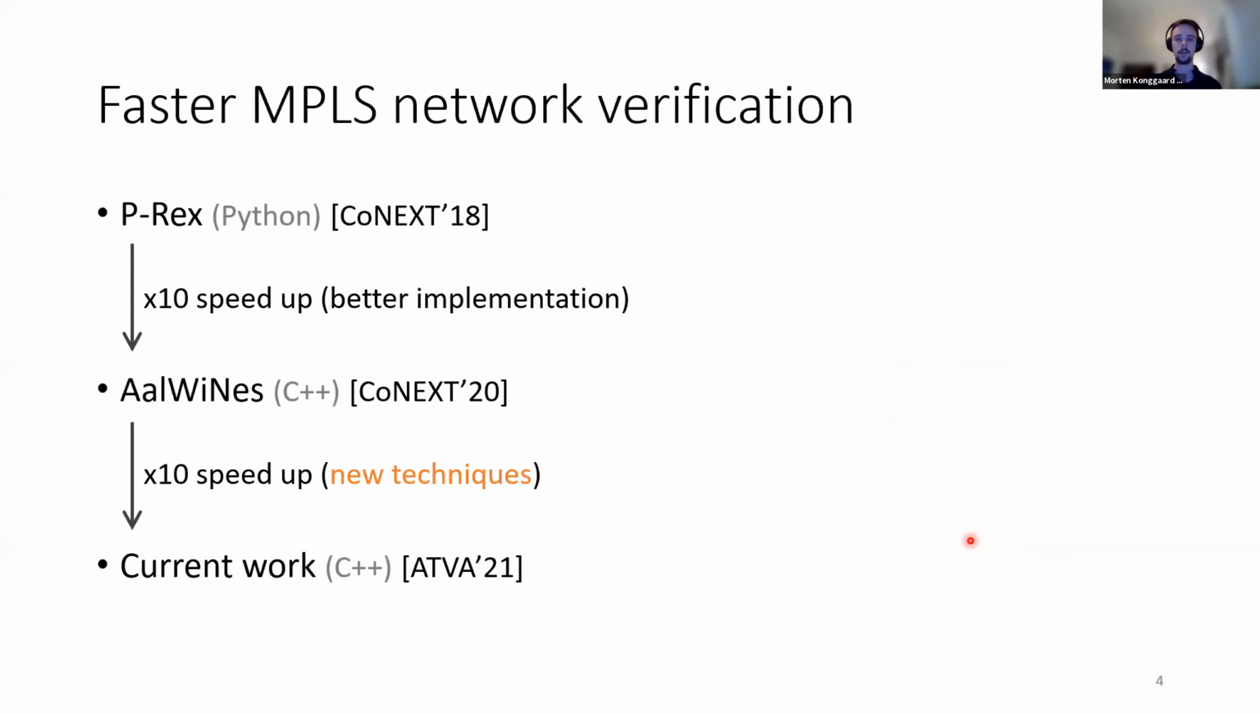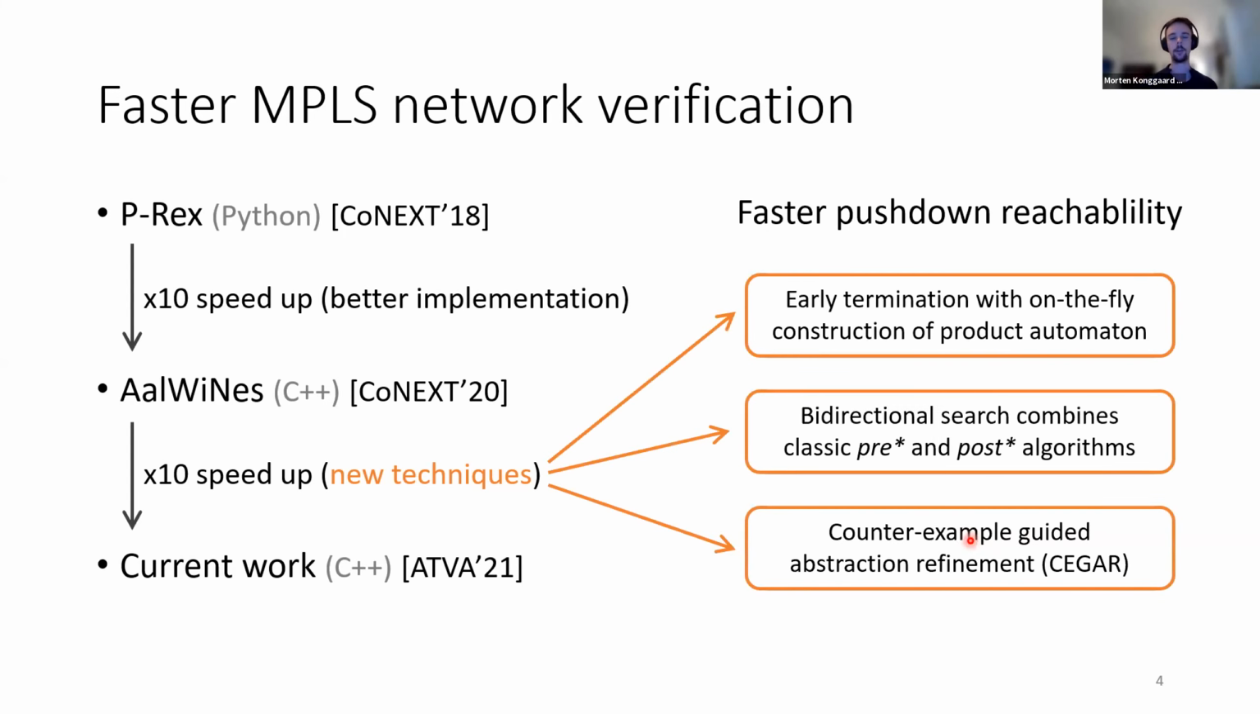That's the topic here. Using pushdown systems to verify network properties in these MPLS networks is not a new thing. The first tool that did this was called PREX a few years ago. And later the tool Allwines improved on it. It came with some other improvements, but also a better implementation that speeds things up by about an order of magnitude. And to speed up the verification even further and hence scale to larger networks, we needed to develop some new techniques. And that's what we do in this paper, and it gives another order of magnitude.